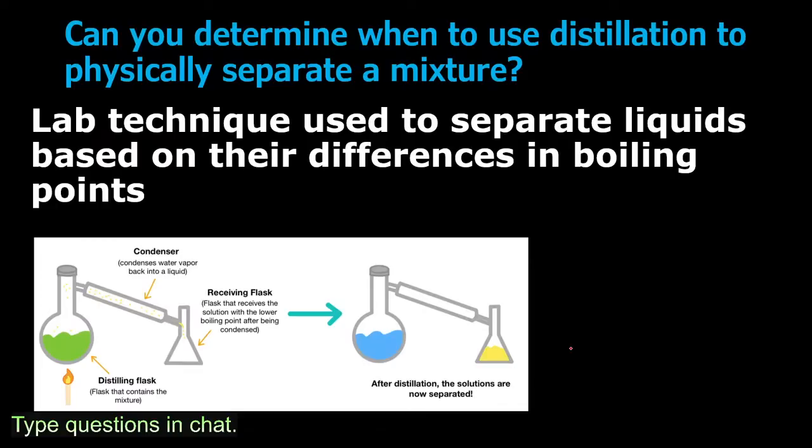Okay. When do you use evaporation to physically separate a mixture? Well, this is when you have something that is dissolved. So you have salt dissolved in water and you want to separate that mixture. If you evaporate the water, then you are left with that solid solute remaining. So evaporation will get rid of the solvent and leave the solute.